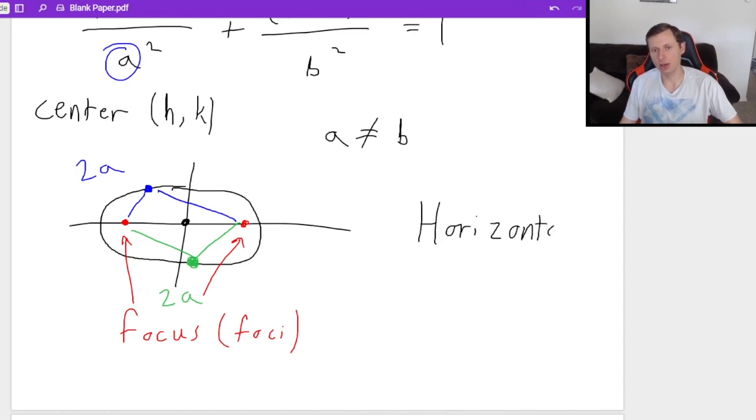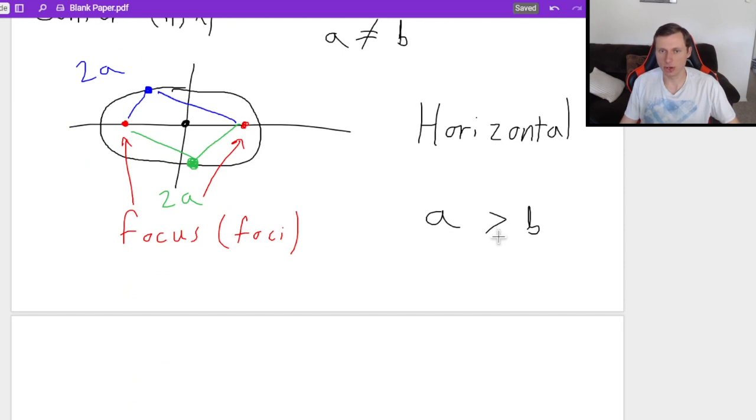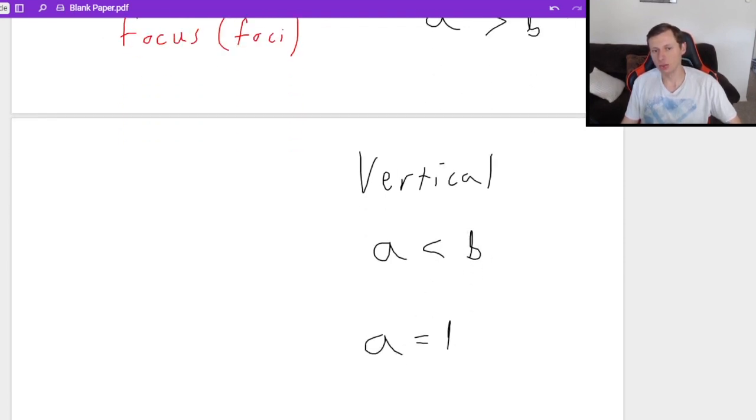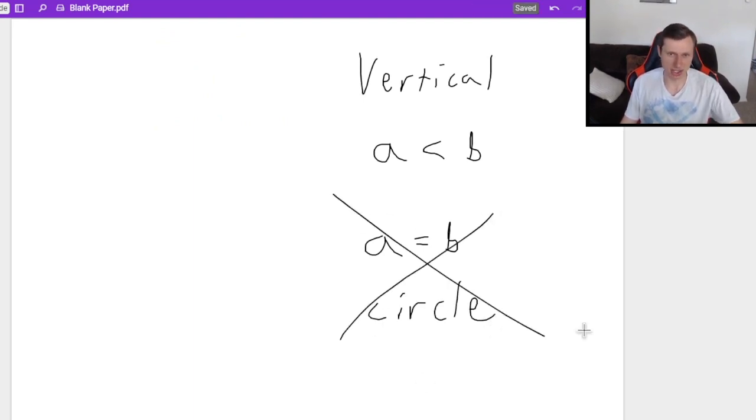Now continuing back with the equation, the only way you get a horizontal ellipse is if a is greater than b. So for instance, if a was 6 and b was 2, then a is greater than b, so it'll be horizontal. And it's going to be vertical whenever a is less than b. And if you ever have a equals b, well, that's a funny scenario. That's called a circle, which is why we're not talking about this case in this video.